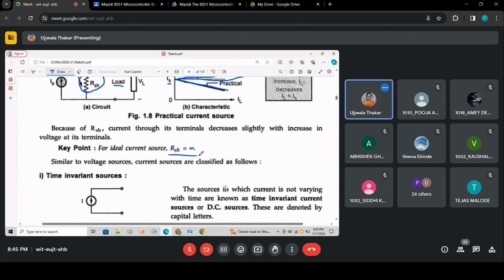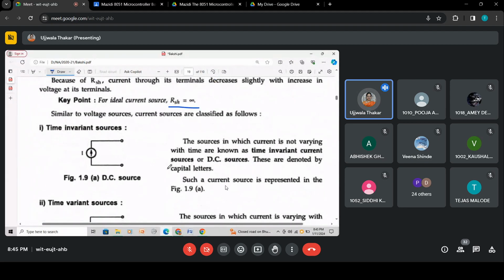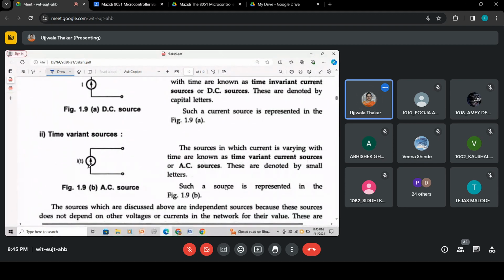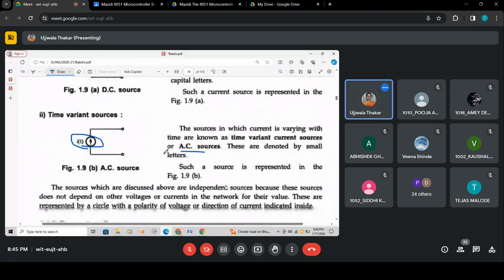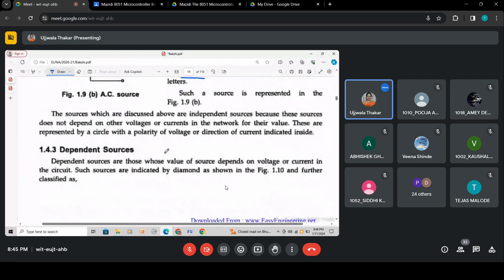This is the ideal current source. The time variant one is given with the AC source, the alternating current, a sinusoidal current which is a function of time. Right now we are proceeding with the DC source. Next point. So we have covered two points.